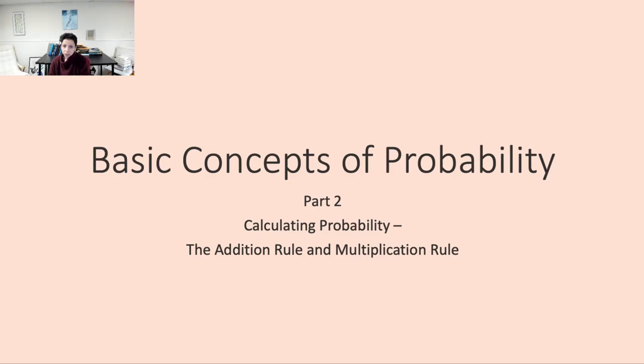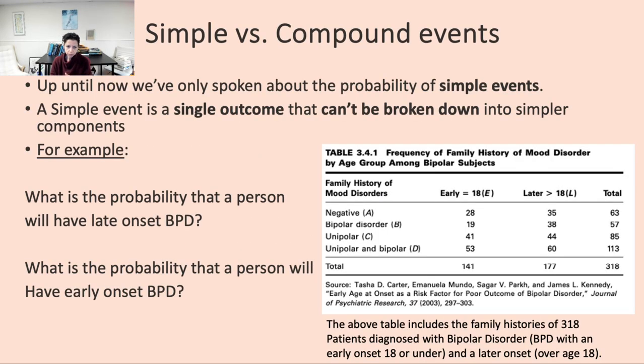Okay, so in part two, we're going to continue talking about basic concepts in probability. And this time we're going to be talking about calculating probability, and we're going to move on to the addition and multiplication rule. So up until now, we've only spoken about the probability of simple events. Remember that a simple event is a single outcome that can't be broken down into simpler components.